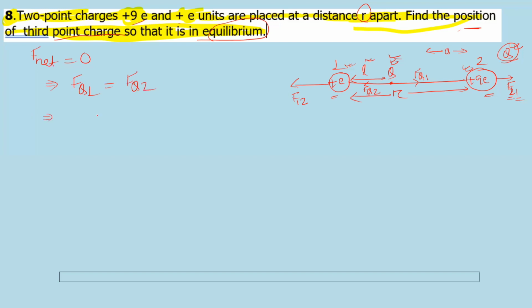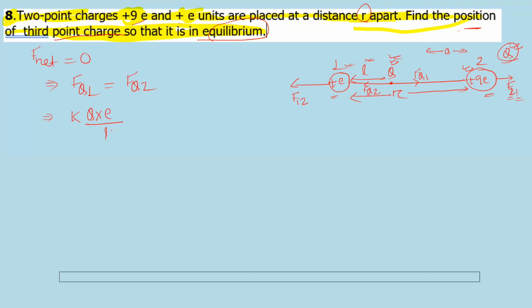Alright. Now we will use Coulomb's law. We know Coulomb's law is what? K, that is 1 by 4 pi epsilon naught, times the product of the charges. So this charge is q. The first charge has magnitude e, and the distance between q and e is L, right?